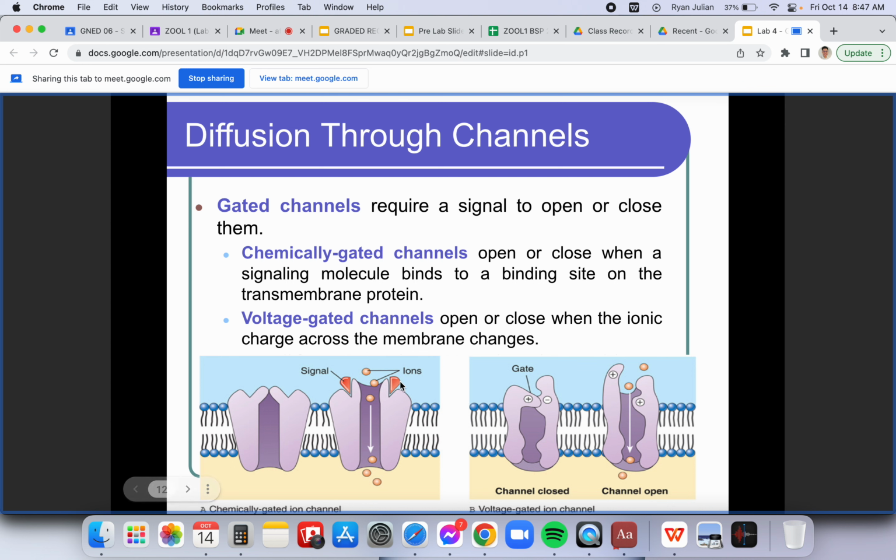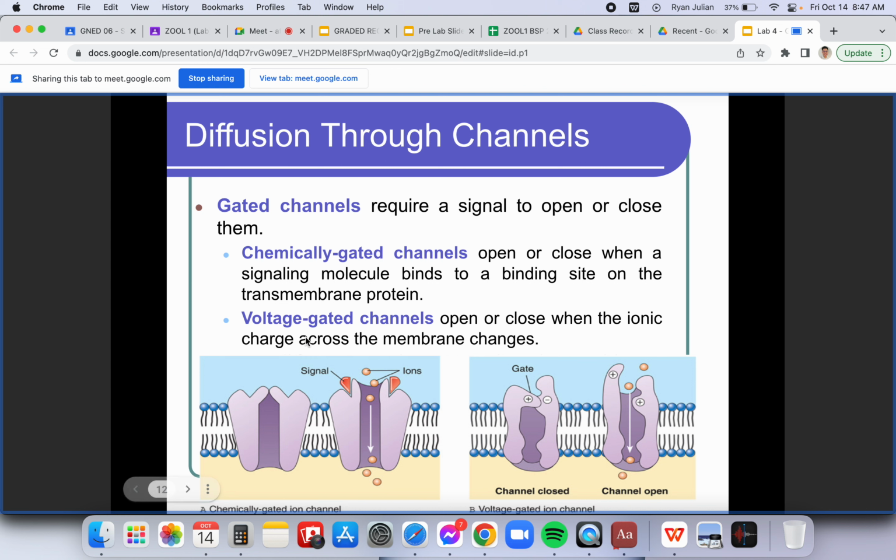So take a look at this image that you are seeing right now. The spherical shape structures are what we call the ions, and there is the signal that allows the entrance of the ions, causing the gated channels to open, triggering its function.